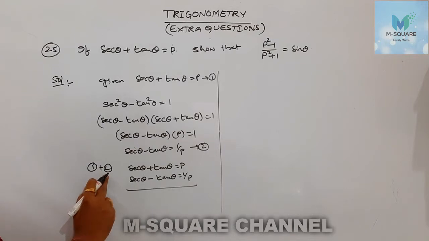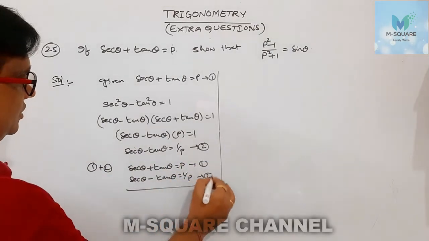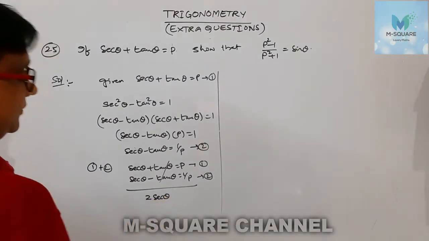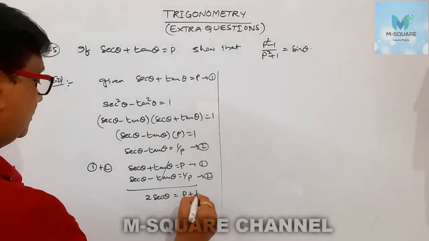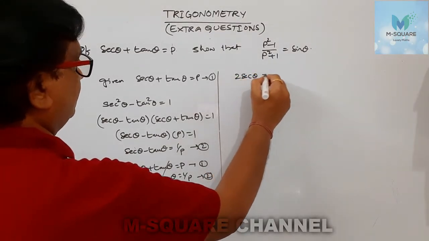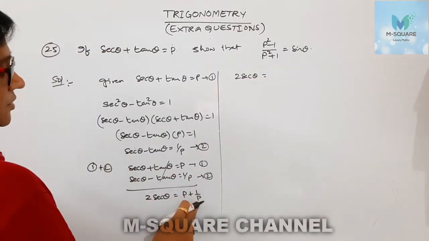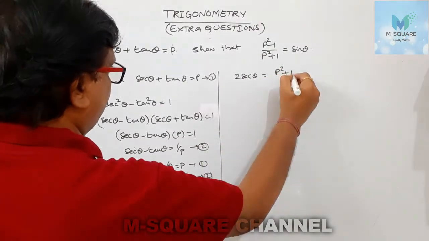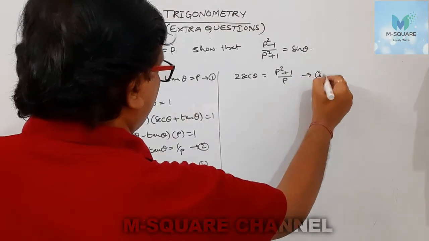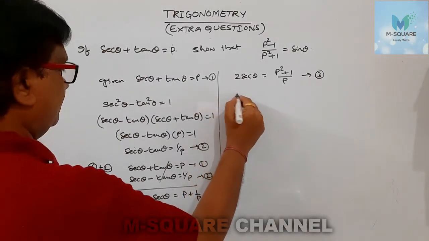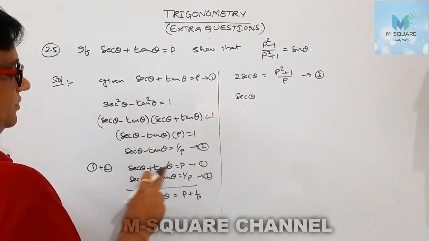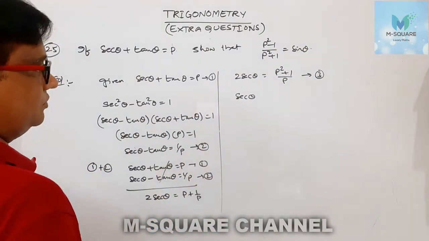If we add these two, tan theta will be cancelled. So 2 secant theta equals P plus 1 by P, which means (P square plus 1) by P. This is equation 3, no problem. Otherwise you can put this secant theta value in the first equation and we get tan theta also. Like that also we can go.